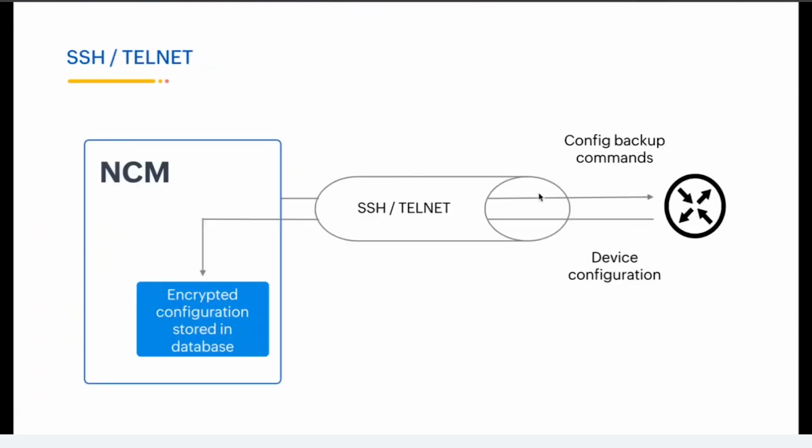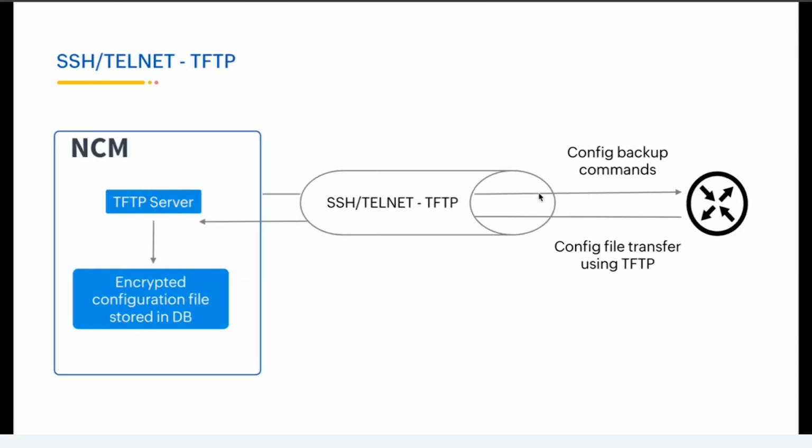So here's an example of SSH Telnet protocol configuration backup. What happens is that Network Configuration Manager will initiate a configuration backup command to the particular device, and in turn the device will start the transfer of the configuration via SSH Telnet. Then it will be encrypted and stored in Network Configuration Manager's database. So this is the walkthrough.